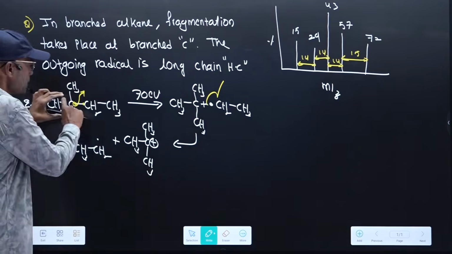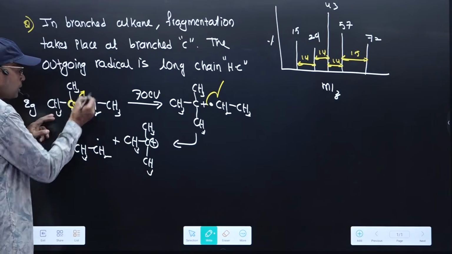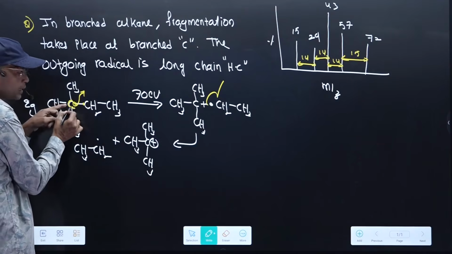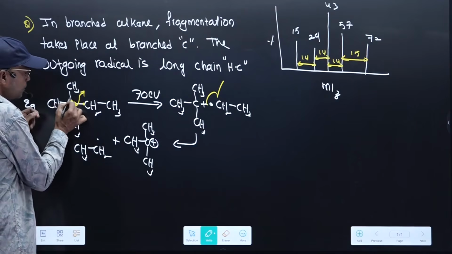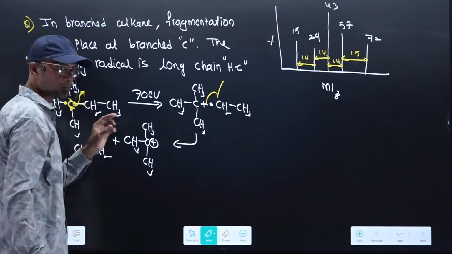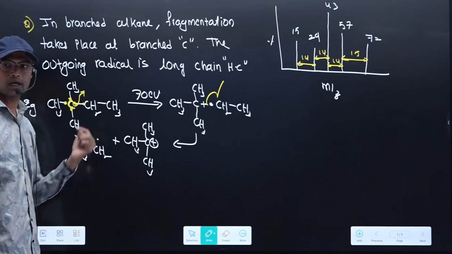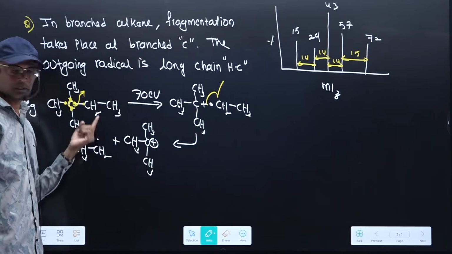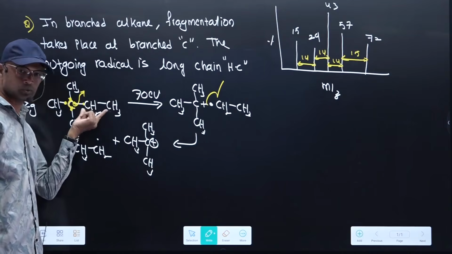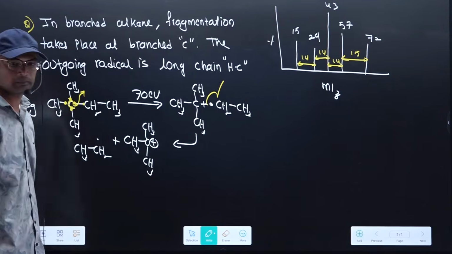So if any branch is given, always target the branched carbon having more substitutions. This is the target carbon. This carbon carries 4 electrons inside. Try to remove that particular carbon's electron whose adjacent side has more carbons and hydrogens. This side only I want to remove, the fragment. Clear? So what is the m/z value of this one?